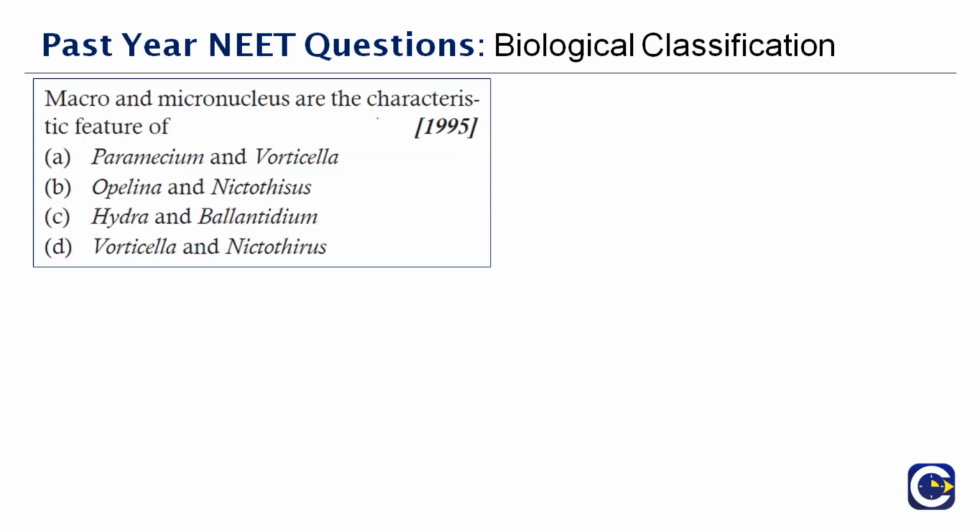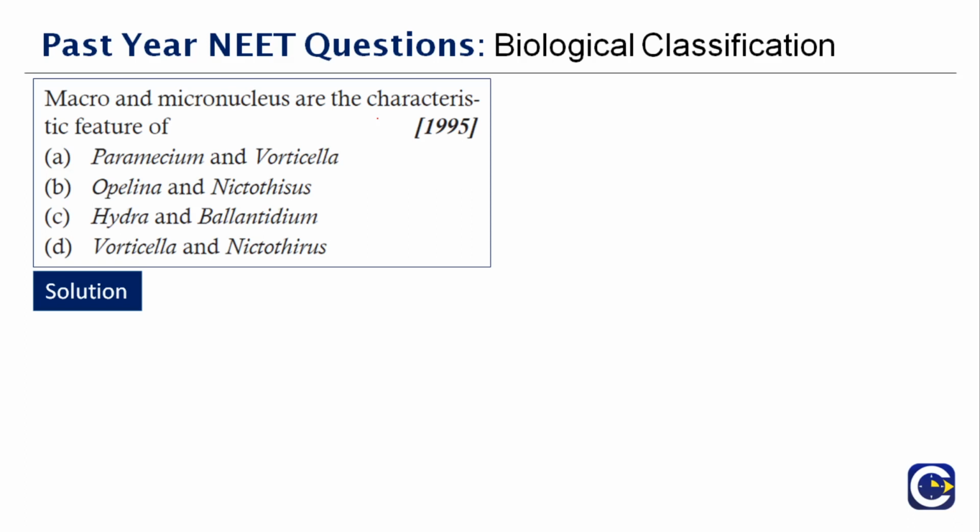Next question here: macro and micro nucleus are the characteristic feature of dash. They are asking us about macro and micro nucleus. So here the macronucleus lacks a nuclear membrane and is formed of trophochromatin. It regulates the metabolic activities of the body and is also known as trophonucleus. The micronucleus has a definite nuclear membrane and controls the reproductive activities of Paramecium and Vorticella. So out of the 4 options given here, the first option is right.